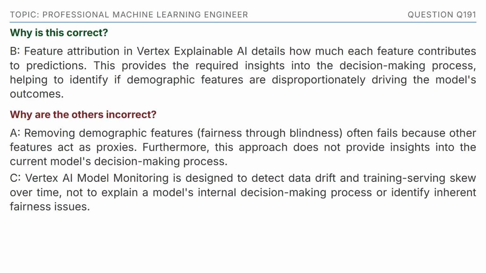A. Removing demographic features, fairness through blindness, often fails because other features act as proxies. Furthermore, this approach does not provide insights into the current model's decision-making process. C. Vertex AI model monitoring is designed to detect data drift and training serving skew over time, not to explain a model's internal decision-making process or identify inherent fairness issues.